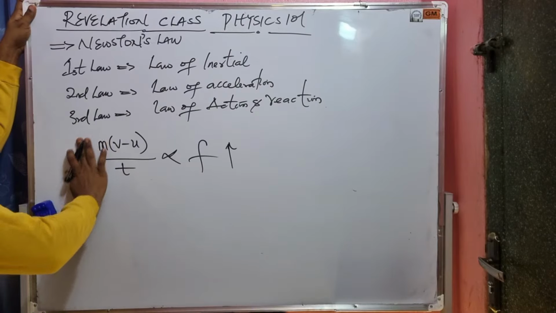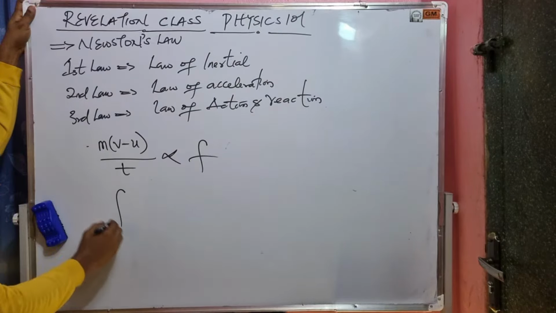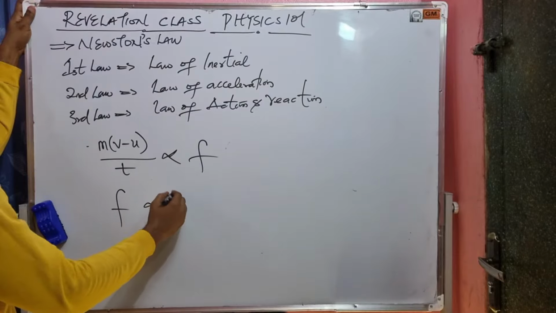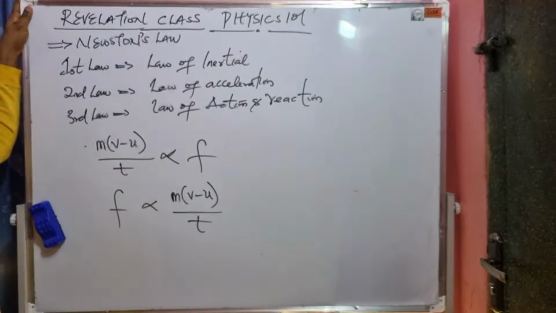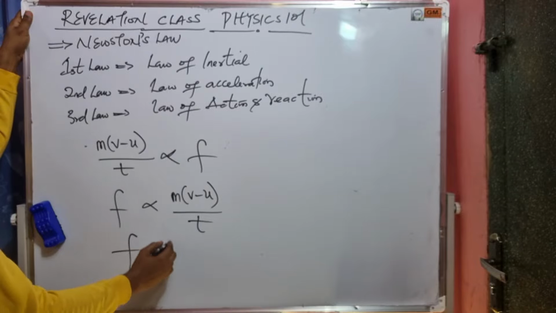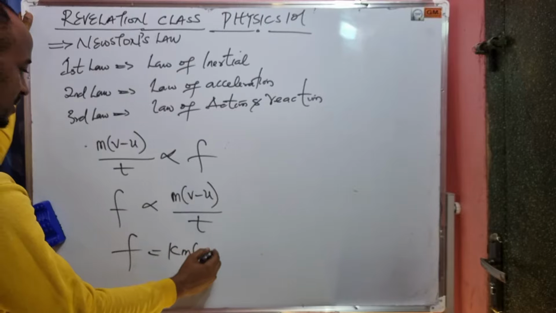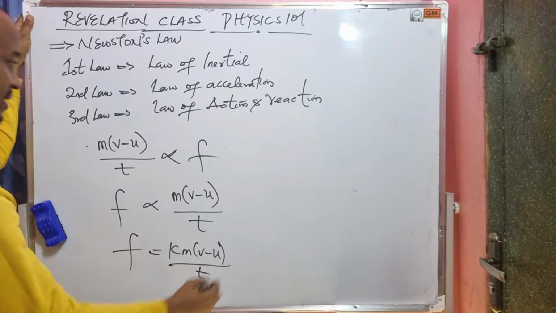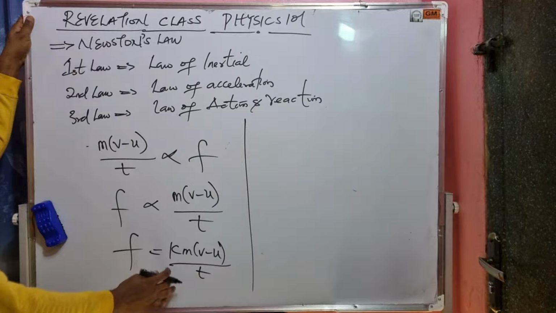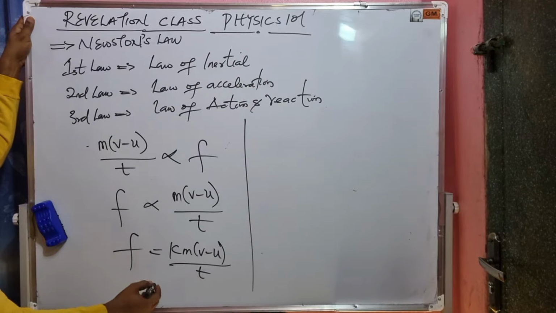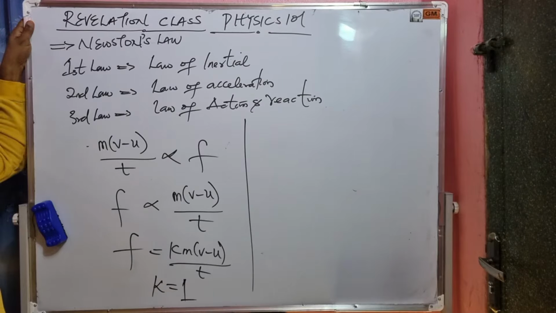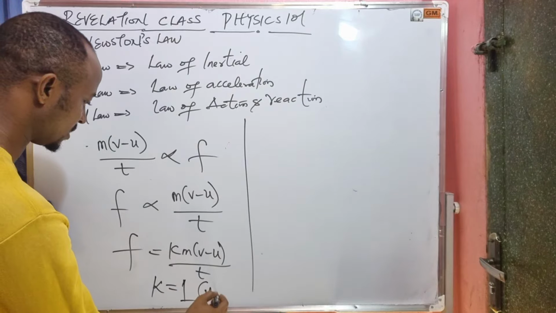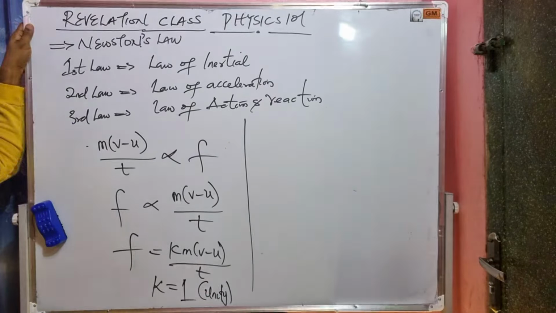So from here, we can also rewrite this to be F is proportional to m(v minus u) divided by t, right? So by the time we take off this sign, here becomes F equals to what? K m(v minus u) divided by t. So from here, to define this force, we have to take k to be 1, meaning k should be unity. Okay?